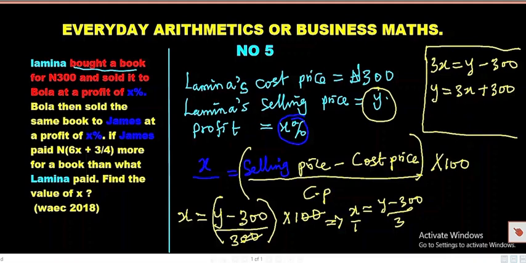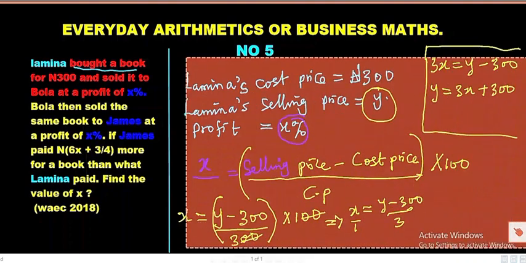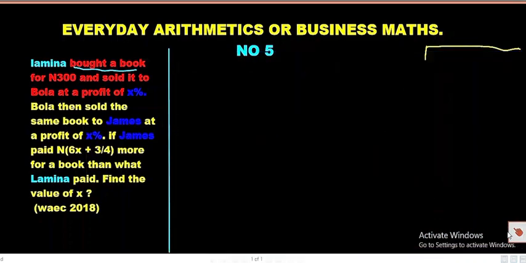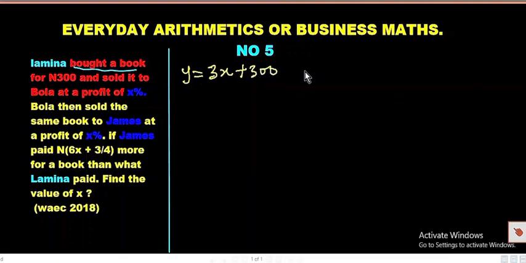So let me clean the screen, please. If you are copying, you can copy it down before I move to the next. I have to clean everything here. All right. Okay, so let's take it slow and steady, but we have to obey the principle. So from this y, which is the cost price, the selling price of Lamina is going to be equal to 3x plus 300. Okay, let me keep this as equation 1.